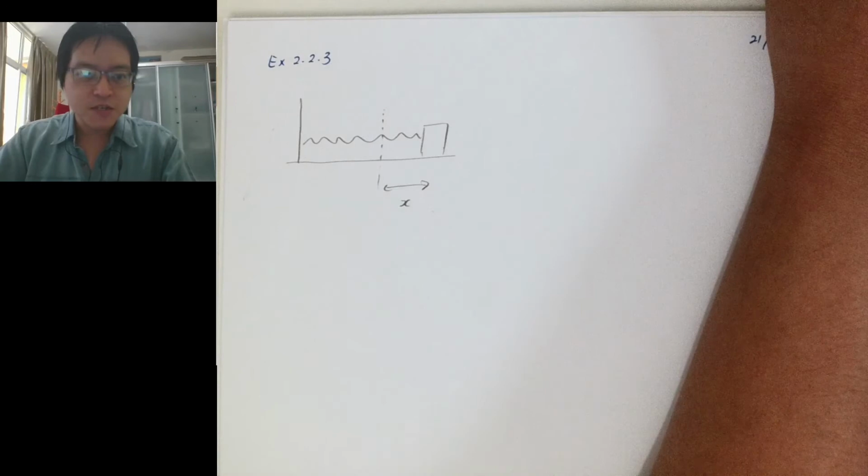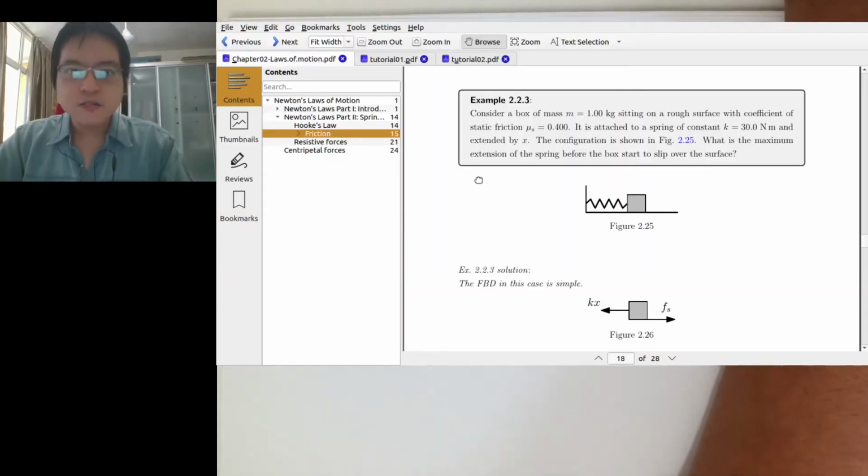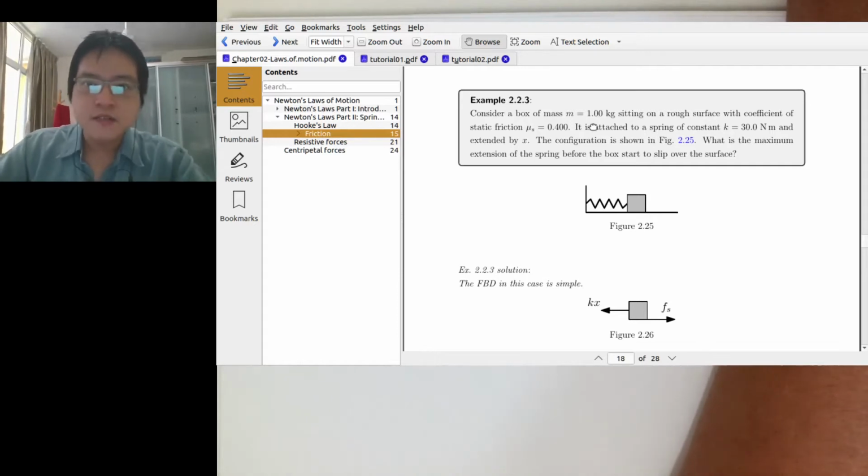I should try to show this in the recording as well. In the lecture notes, we want to consider a box of mass 1 kg sitting on a rough surface with a coefficient of static friction given to you. It's attached to a spring with spring constant 30, extended by this much, and the question is what is the maximum extension before it's able to slip over the surface.